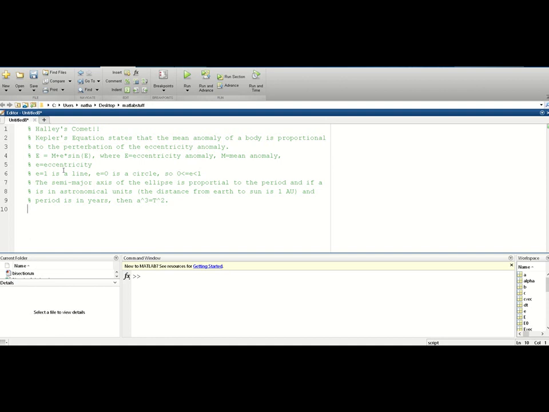So that means we need very little information to actually model this whole thing. So really all we need given is the period, right? So we know the period of Halley's Comet, which is 76. So this is going to be the period in years. Okay, and we need to know the eccentricity of Halley's Comet. I believe it's 0.967.